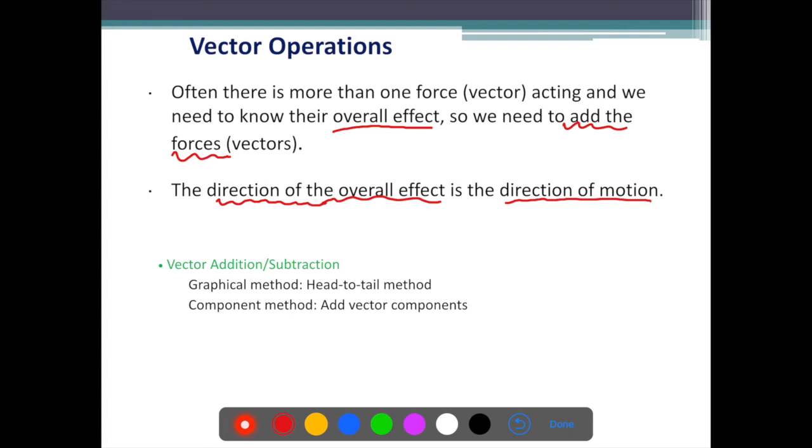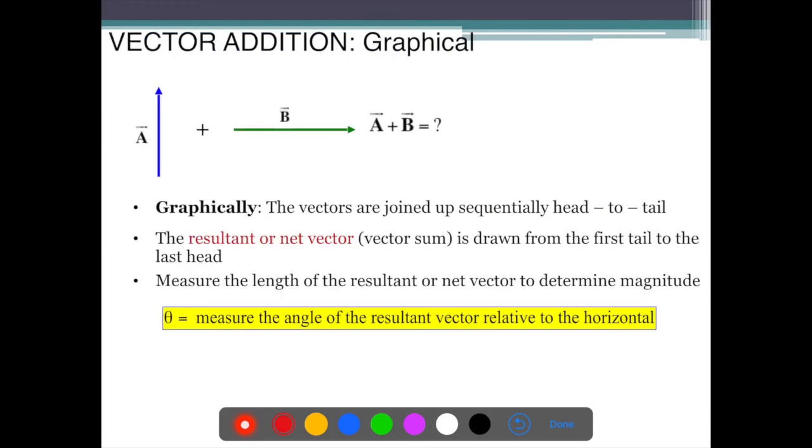There are two ways of doing vector addition and subtraction. In this video, we will learn about the graphical method, and in a separate video, you will learn about the component method. But first, the graphical method. It's called the graphical method because essentially you will be drawing the vectors.